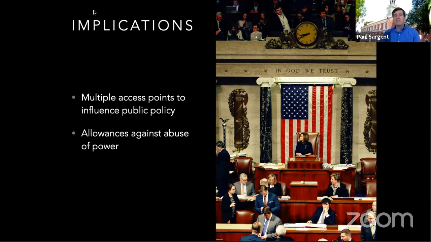There are a lot of allowances against the abuse of power. We have mechanisms in place in case elected representatives abuse their power for personal gain, or commit treason against their own country, whatever it might be. One of these is impeachment. Every year before this, I've had to go all the way back to Clinton to talk about an impeachment, but this year we saw one. The President of the United States was impeached by the House of Representatives because they believed that the president had abused his power. But impeaching the president doesn't mean that the president is removed from office.